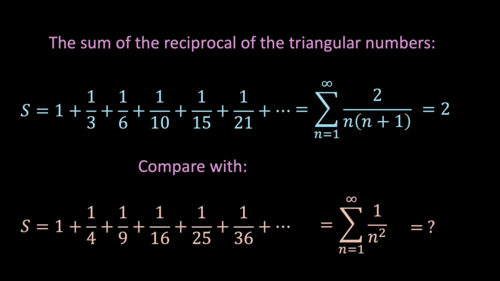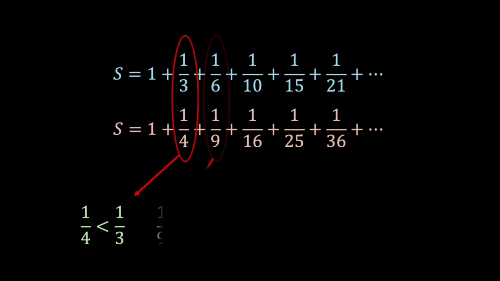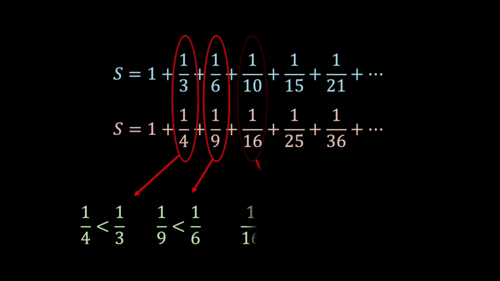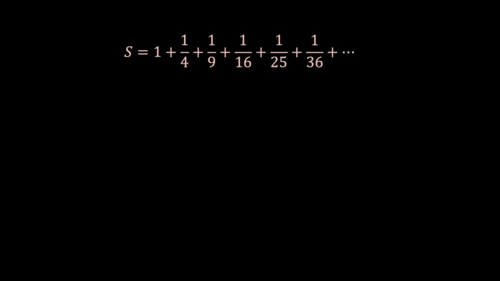So let's do that. If we line up the two series side by side and compare their terms, something becomes immediately clear. A quarter is smaller than a third, a ninth smaller than a sixth, a 16th is smaller than a 10th, a 25th is smaller than a 15th, and so on. We can see that every term in the second series, the reciprocal square series, is smaller than the corresponding term in the triangular reciprocal series.